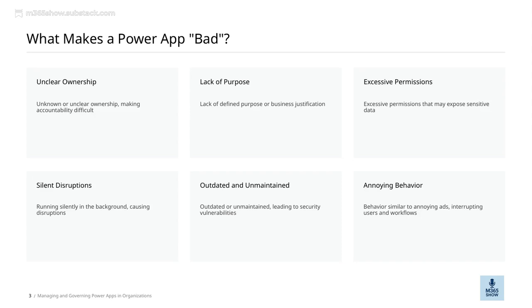Then there's the lack of a clear purpose or business justification for the app. If you don't know why an app exists or what problem it's solving, it's likely adding confusion rather than value. Finally, unclear ownership makes accountability difficult. When it's not clear who is responsible for maintaining or overseeing the app, issues tend to fall through the cracks, which can lead to neglect or misuse. Understanding these bad behaviors helps us ensure our Power Apps support our goals effectively and securely.